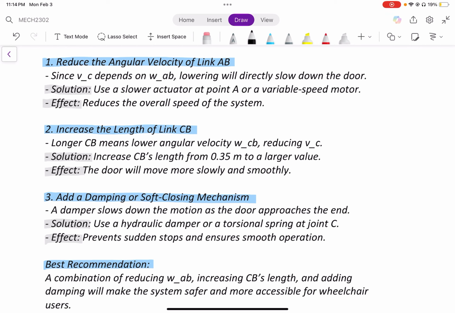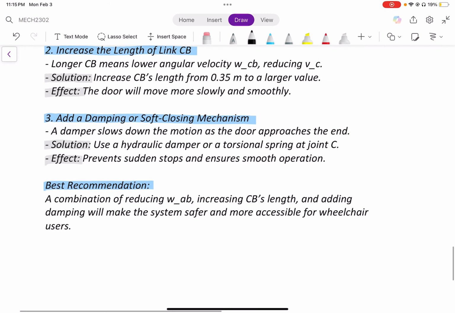And lastly, the third option would be adding a dampening or soft closing mechanism. The damper slows down the motion as the door approaches closing, meaning a hydraulic damper, something that would slow down the motion more consistently. This would prevent sudden stops, reduce friction, and ensure a smoother operation with fewer hiccups.